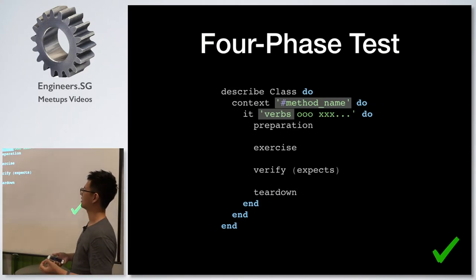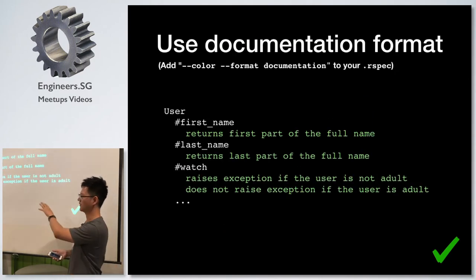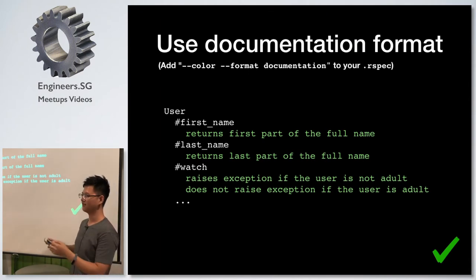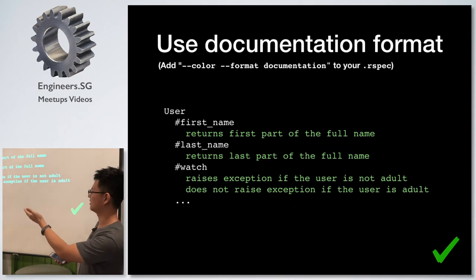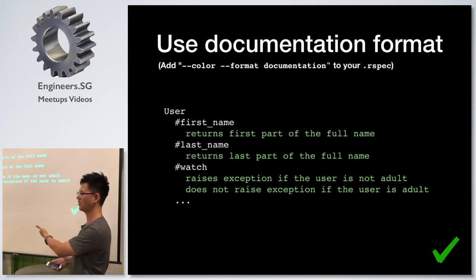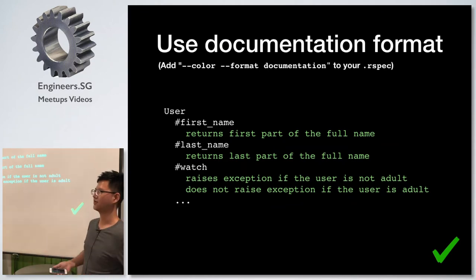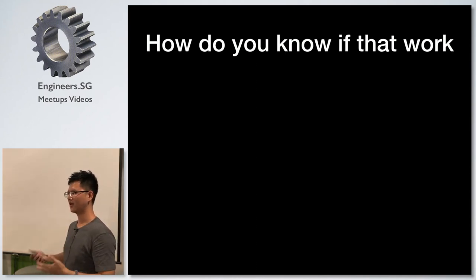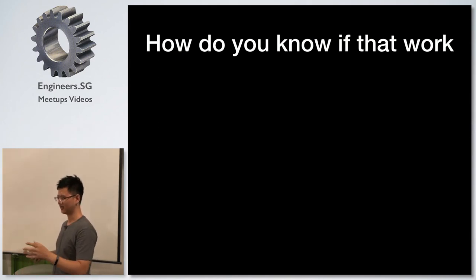And every it block, the description should start with a verb. And it should be third person present tense. So it's it does something, or it does not, it returns, something like that. So that you can have sort of a document or report. This can be easily understood even by people from a non-technical background. So you call first name and it returns this. You call watch, it either raises a session if a certain scenario or does not raise a session if a certain scenario. So that is easy to understand. But all this technique will help you change the way you write test cases and immediately help you write code that is easier to maintain.